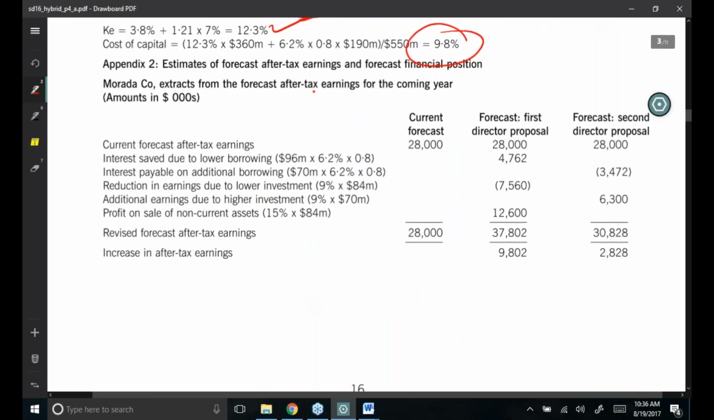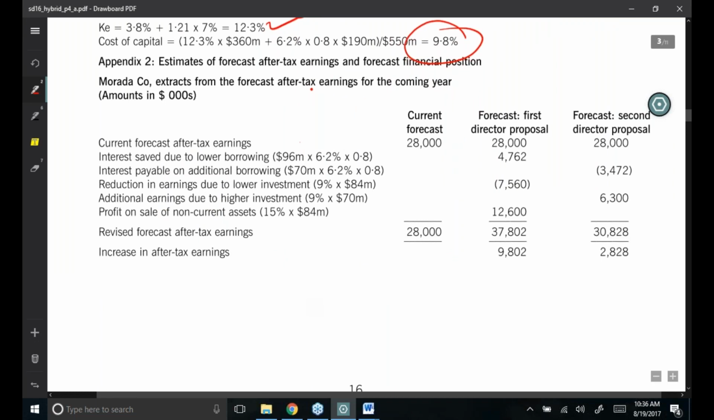So what the examiner has done: write the current forecast that was given, 28 million. The examiner has written it in 000s, after-tax earnings of 28,000. According to the first director, you will pay your loan back. You will pay 80% of your loan, and 80% of 120 million will be 96 million. When you pay back 96 million, definitely you will save 6.2%.